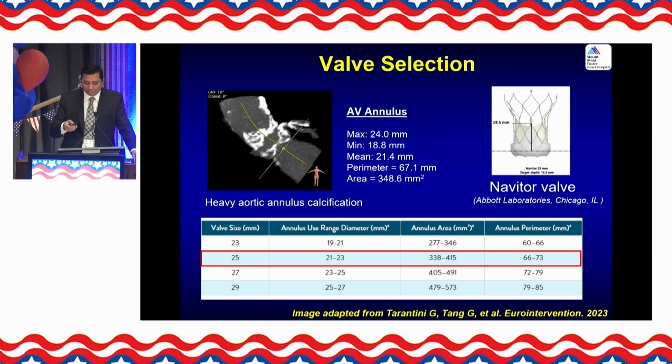And then we look at the valve selection. You can see in this case, on the left side, it's all like a porcelain aorta. All those white spots you see are not supposed to be there, so that's all heavily calcified. In those cases, we tend to move away from the balloon expandable valve. And in this one, we selected the Navitor valve, which is a self-expanding valve.